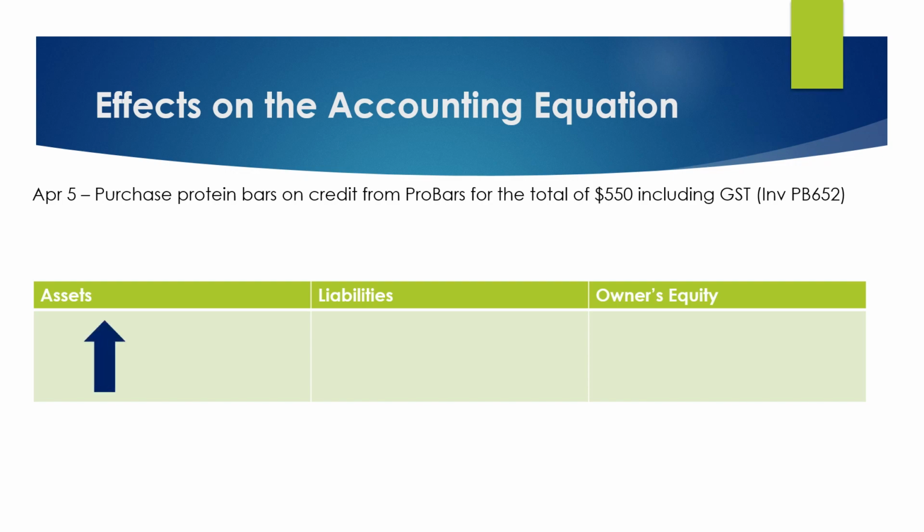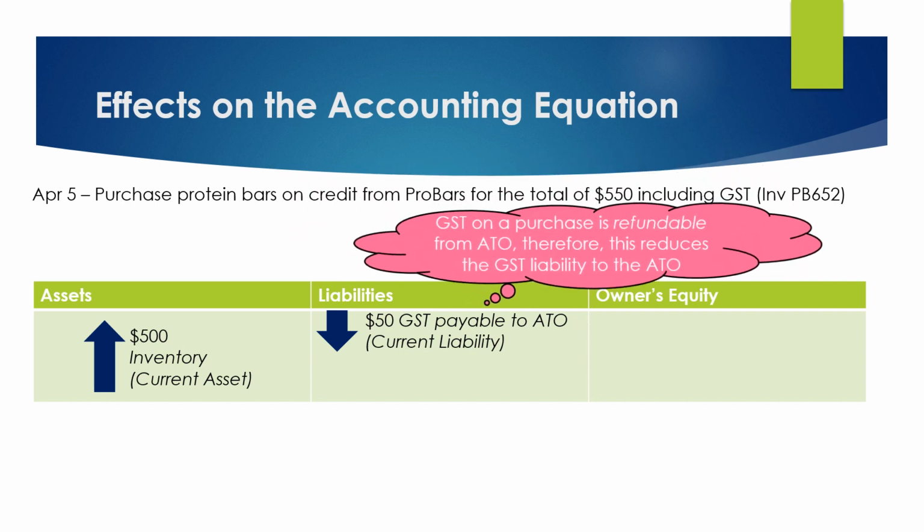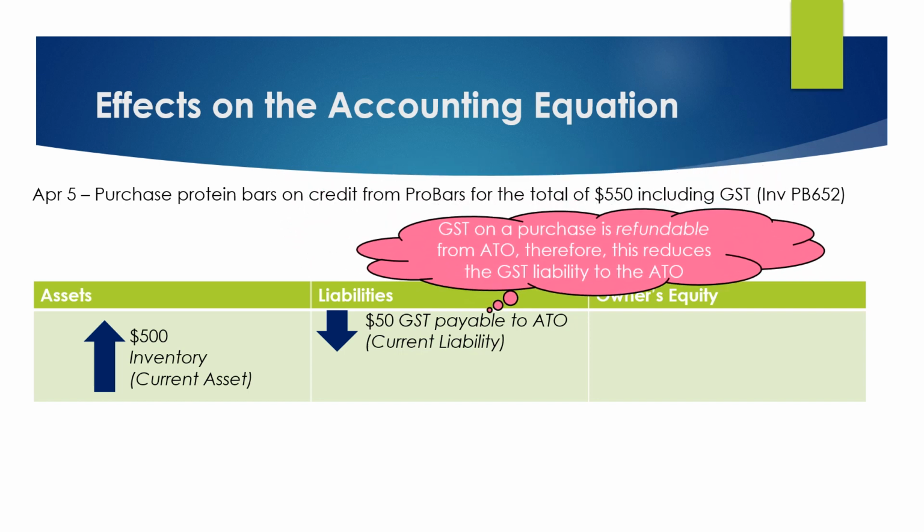Firstly, we have an increase in assets by $500 because of a purchase of inventory, which is a current asset to the business. Note that this amount of $500 is the cost of the inventory without GST. Next, we have a decrease in liabilities by $50 because of the decrease in GST payable to the ATO. Remember, as this is a GST on a purchase of inventory, it is refundable from the ATO.